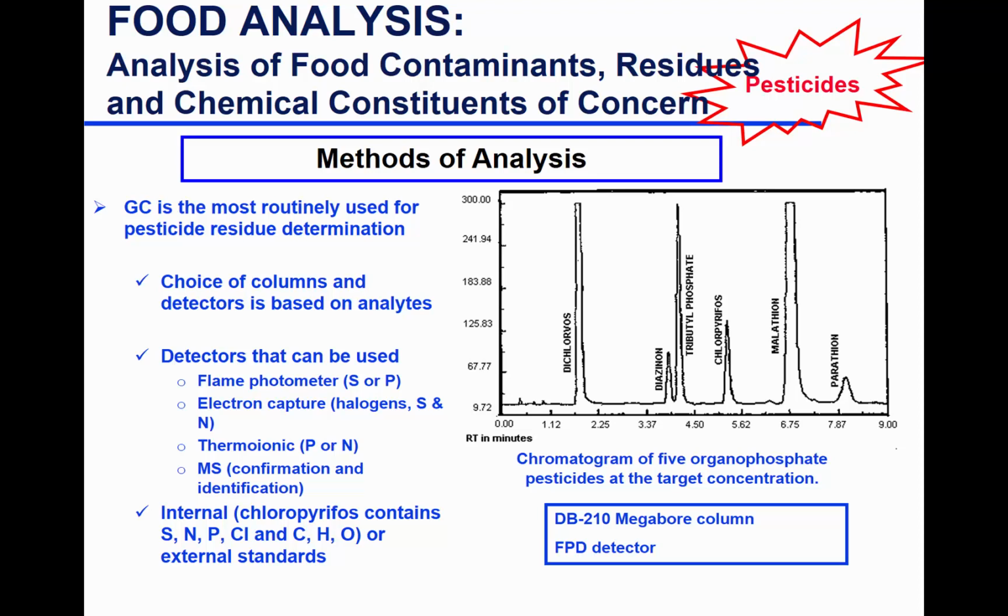Choice of columns varies depending on what analytes you have. Same with detectors, depending on what components the pesticides would have. You would have different detectors that work best for those components. This is showing you a multi-residue analysis of multiple pesticides, 5 organophosphate pesticides. Because you have organophosphates, they use the flame photometric detector, which can detect phosphorus.